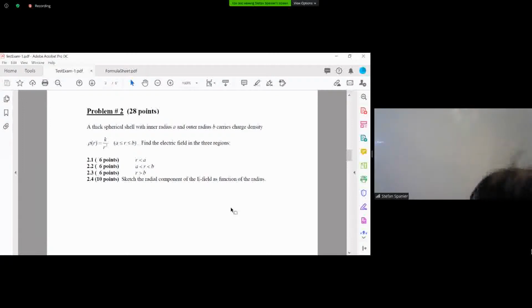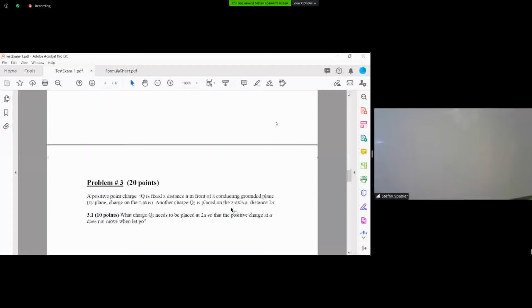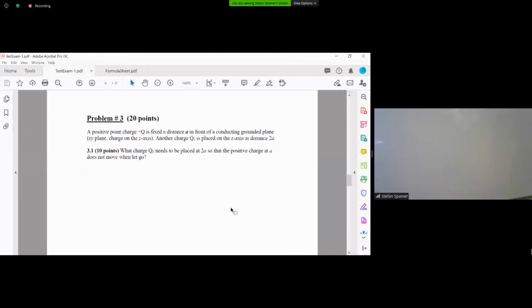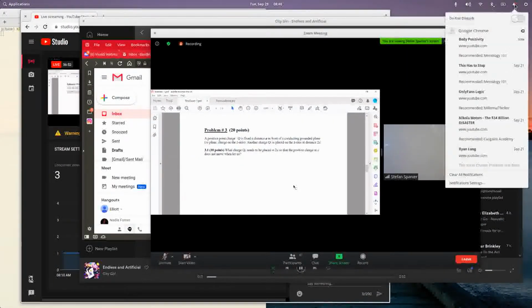Think about it like this. So don't give up. If the calculation ends up in a mess, you still can continue and answer the other questions, possibly. So a positive point charge is fixed at distance a in front of a conducting grounded plane. Another charge Q2 is placed on the z-axis at distance 2a. What is the charge Q2 that one needs at the 2a position so that the positive charge does not move when let go?